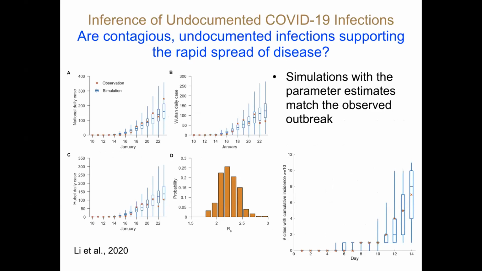And you can see that we're capturing the growth in national daily cases, in daily cases in Wuhan City, which is the epicenter, and in daily cases in Hubei province, in which Wuhan exists, which is also the epicenter province. You can see in the D panel the estimate of our reproductive number with the uncertainty around it. And then on the lower right, what you're seeing is the spread, which shows our simulation of the number of cities with cumulative incidence greater than 10 persons, and we capture that as well.